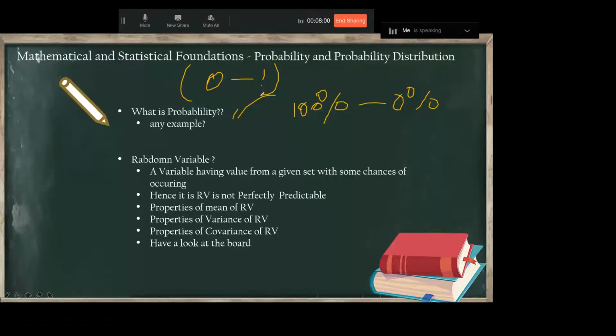But all of you are attaching a weight to your outcomes. That is known as probability. So formally speaking, if I define probability in a single line, I will say that probability is the likelihood of an outcome or event to occur.